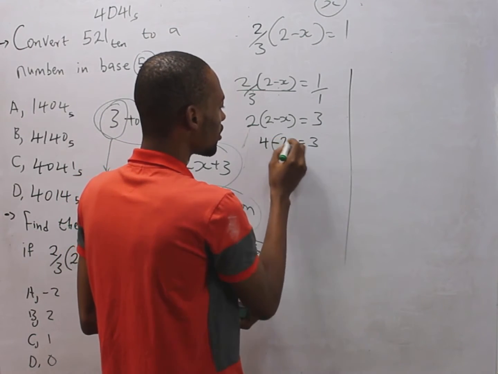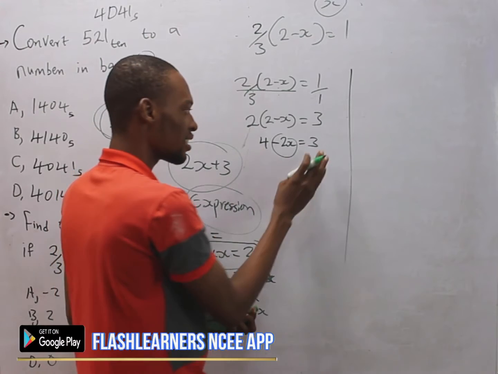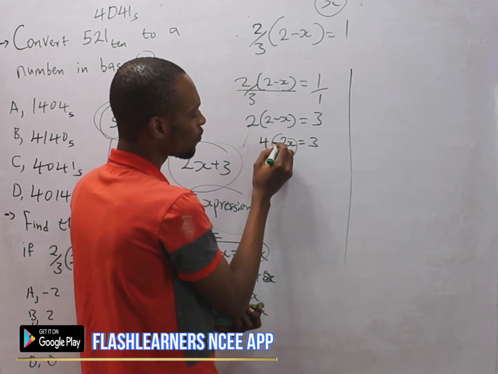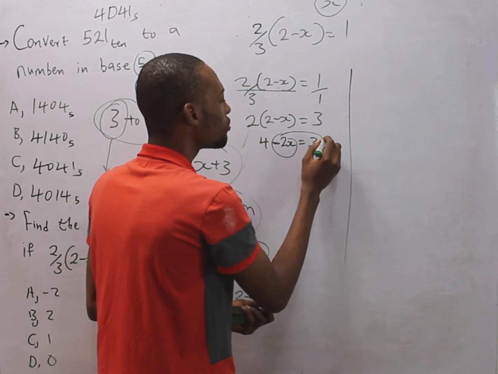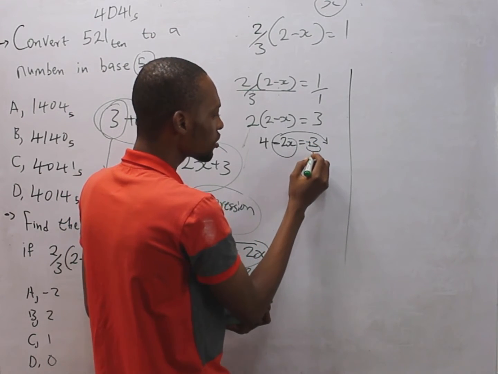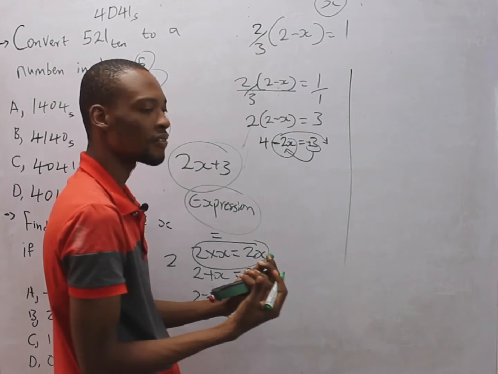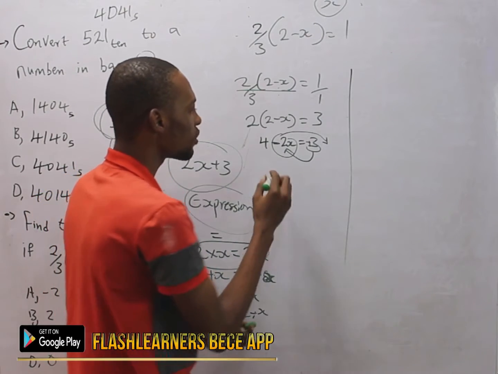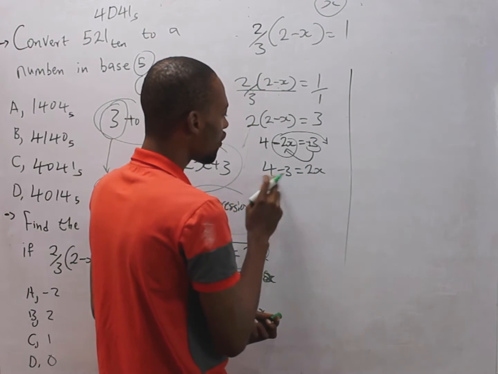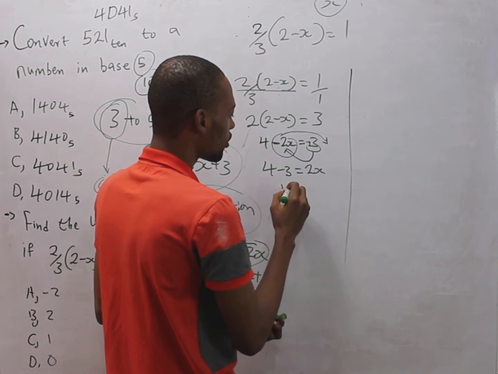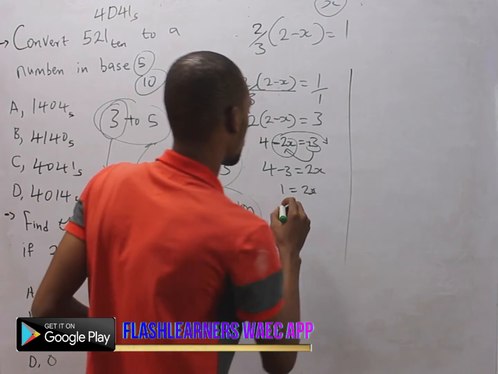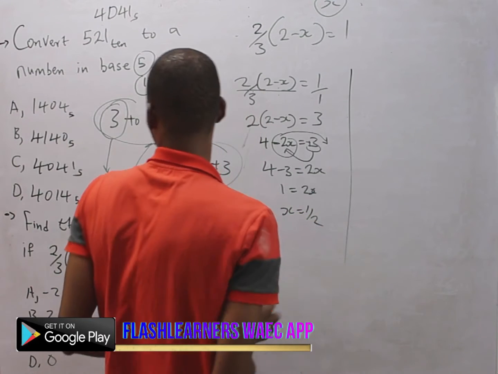Now that you have this, you collect like terms. There is s here, but this is a number without s, and there is no s here. So we take this to the other side. It is negative. As it crosses the equality sign, it becomes positive. And 3 here is positive. As it crosses to meet 4, it becomes negative. That is minus. Making us to have 4 minus 3 is equals 2s. 4 minus 3 is 1. 1 is equals 2s. s is equals 1 over 2.